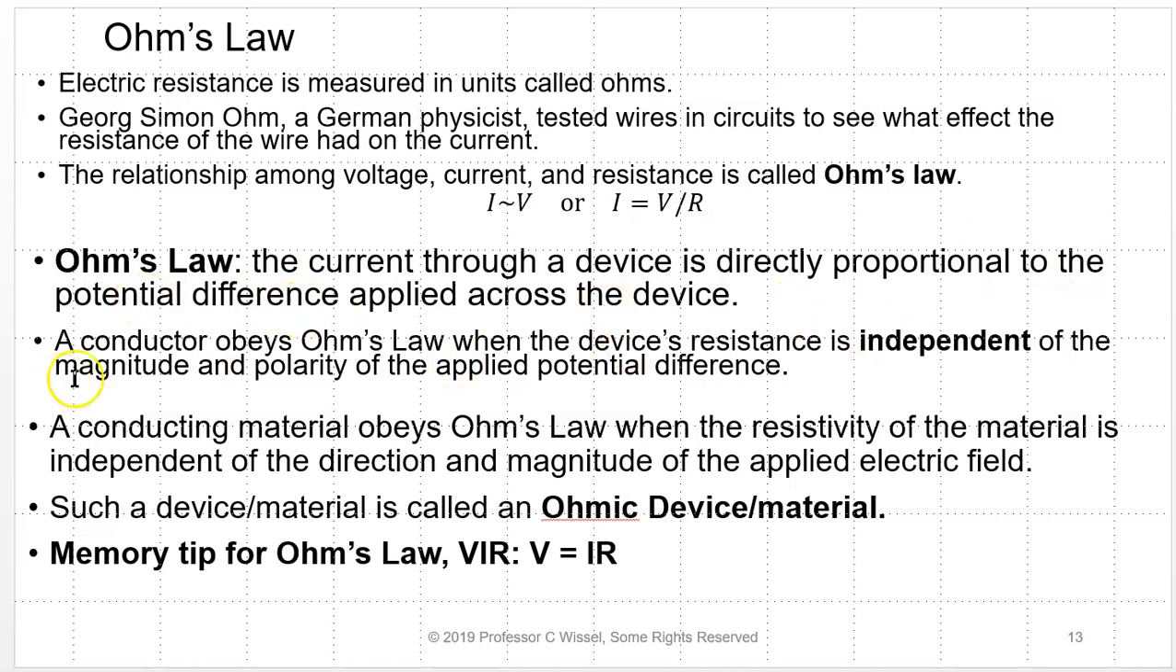A conductor obeys Ohm's law when the device's resistance is independent of the magnitude and polarity of the applied potential difference. A conducting material obeys Ohm's law when the resistivity of the material is independent of the direction and magnitude of the applied electric field. Such a material or device is called an ohmic device or material. Memory chip for Ohm's law: VIR, V equals IR.